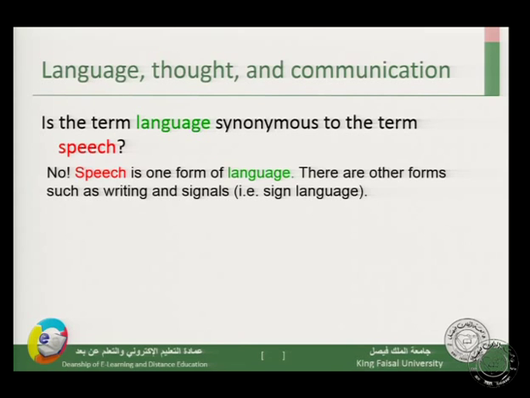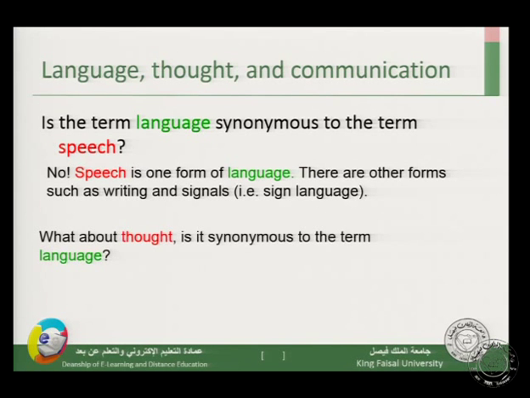Okay, let's ask the second question. What about thought? Is it synonymous to the term language? So while you are thinking now, without uttering, without speaking, you are silent, you are thinking. Is this thinking called language?